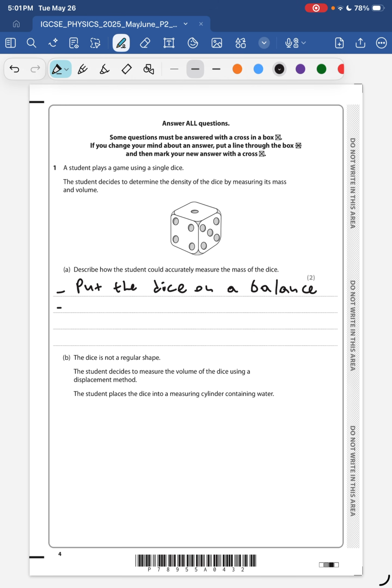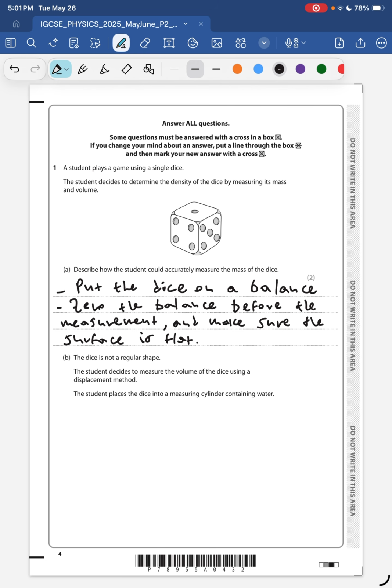So the second point we can make here is that this is an experiment, right? So you have to zero the balance. Zero the balance before the measurement. And zero means maybe the balance is already displaying that the weight is half a kilo without even putting anything on the balance. So you have to zero that. So zero the balance before the measurement. Okay, and make sure the surface is flat. So we have 2 sentences.